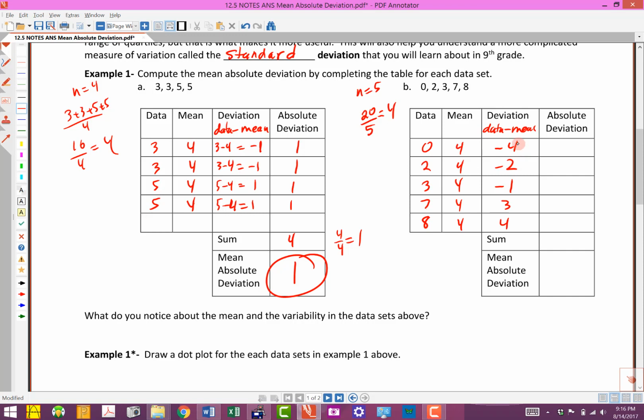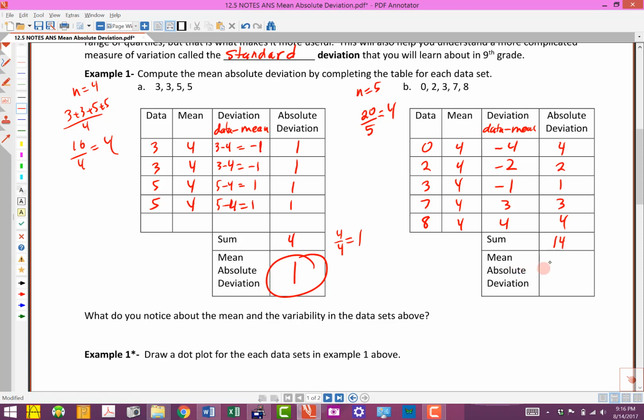Okay? Now, we're going to go ahead and find the absolute value of that deviation. So basically what's going to happen is we don't care whether they're positive or negative. We're just going to make them all positive because we just care how far, not which direction, whether they were above or below. So this is a 4, this is a 2, this is a 1, this is a 3, and this is a 4. Now we're going to add those up. So let's see, we get 6, we get 7, 7 plus 3 would be 10, 10 plus 4 would be 14. So the sum is 14.